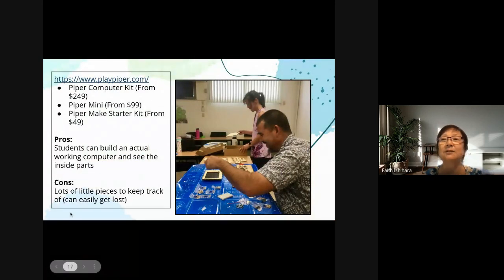Another option students can do to make a computer is a Piper kit. And here is our administrator and our colleague, and they're following the blueprint that comes with the kit and putting all the pieces together to make a computer that actually works. And this was such a neat activity, but you must consider that all these little screws and little pieces might be something to think about in terms of management.